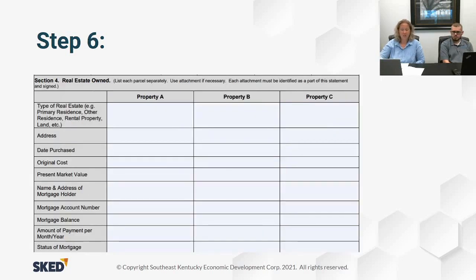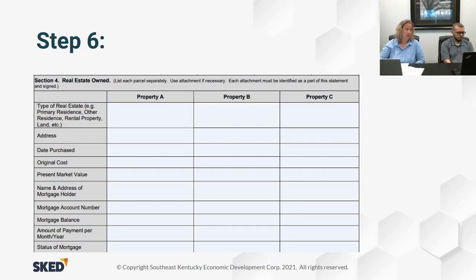So step 6 is your real estate. So this is fairly self-explanatory. You're going to talk about the different properties that you own. What type of property is it? We're going to put the address, the date that you purchased it, what you purchased it for, what it's worth, who holds the mortgage, what's the account number, the mortgage balance, the amount of payments per month or year, and the status of the mortgage.